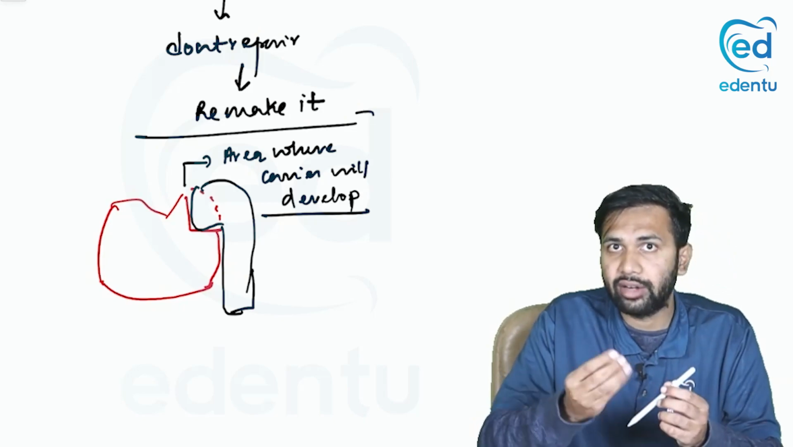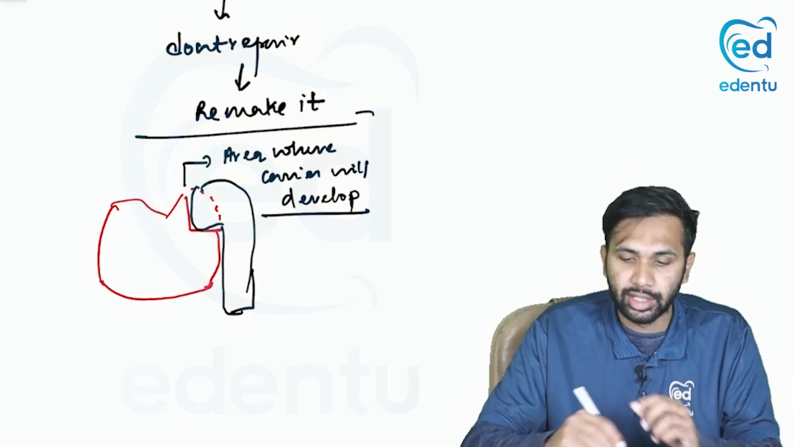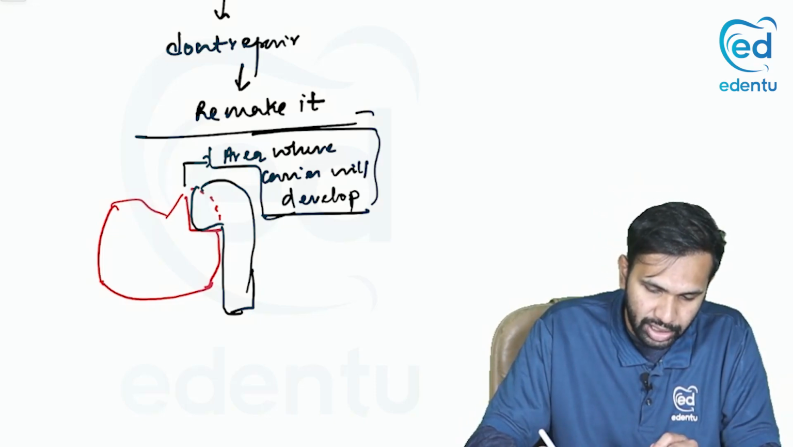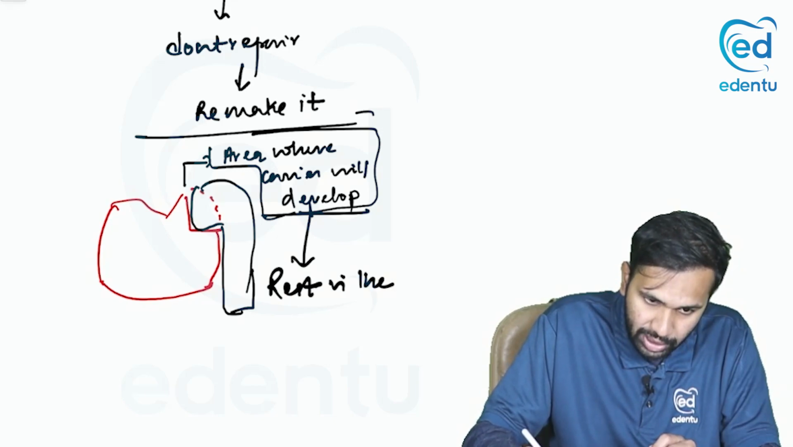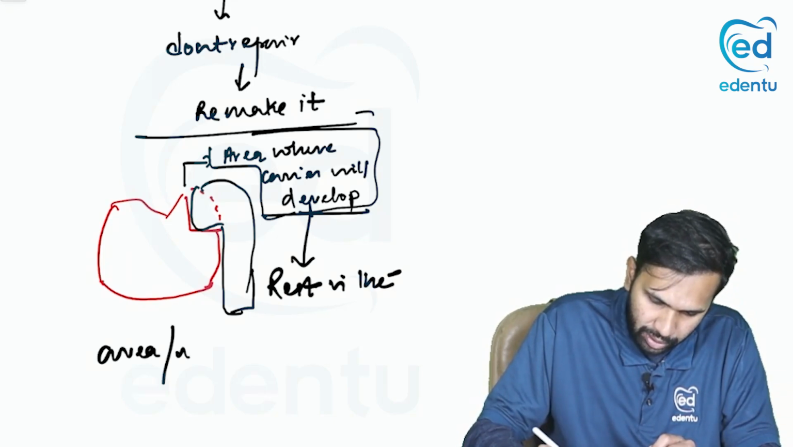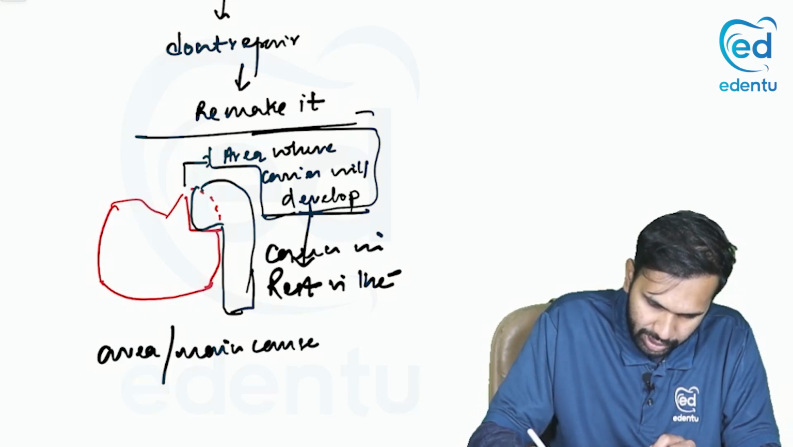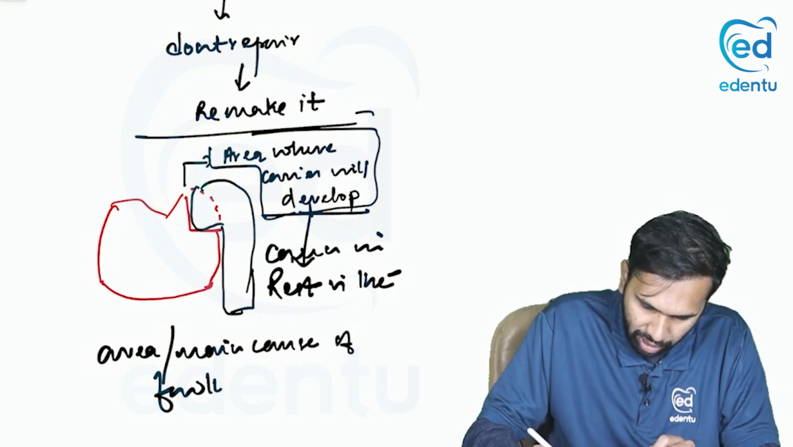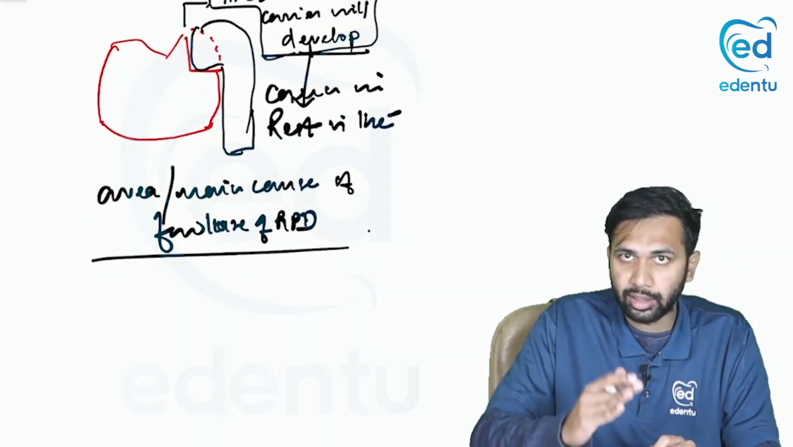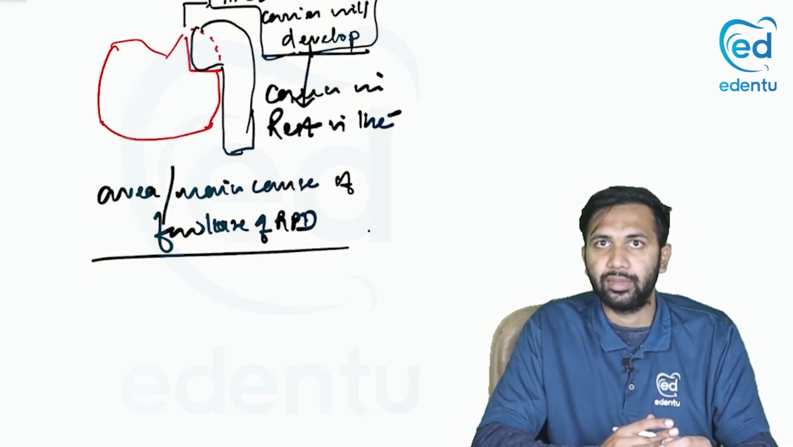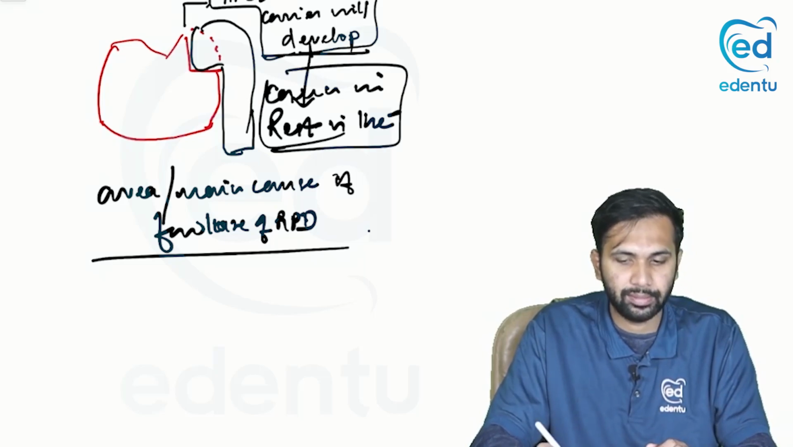Because you have sacrificed tooth structure, you have prepared a saucer where the rest will go and seat itself. So it will act as an area where caries will develop, and this is the main cause. Caries on the rest is the main cause of failure of RPD. Write it down. The main cause of failure of RPD is not breakage, it is not ridge resorption or anything. It is caries on the rest.